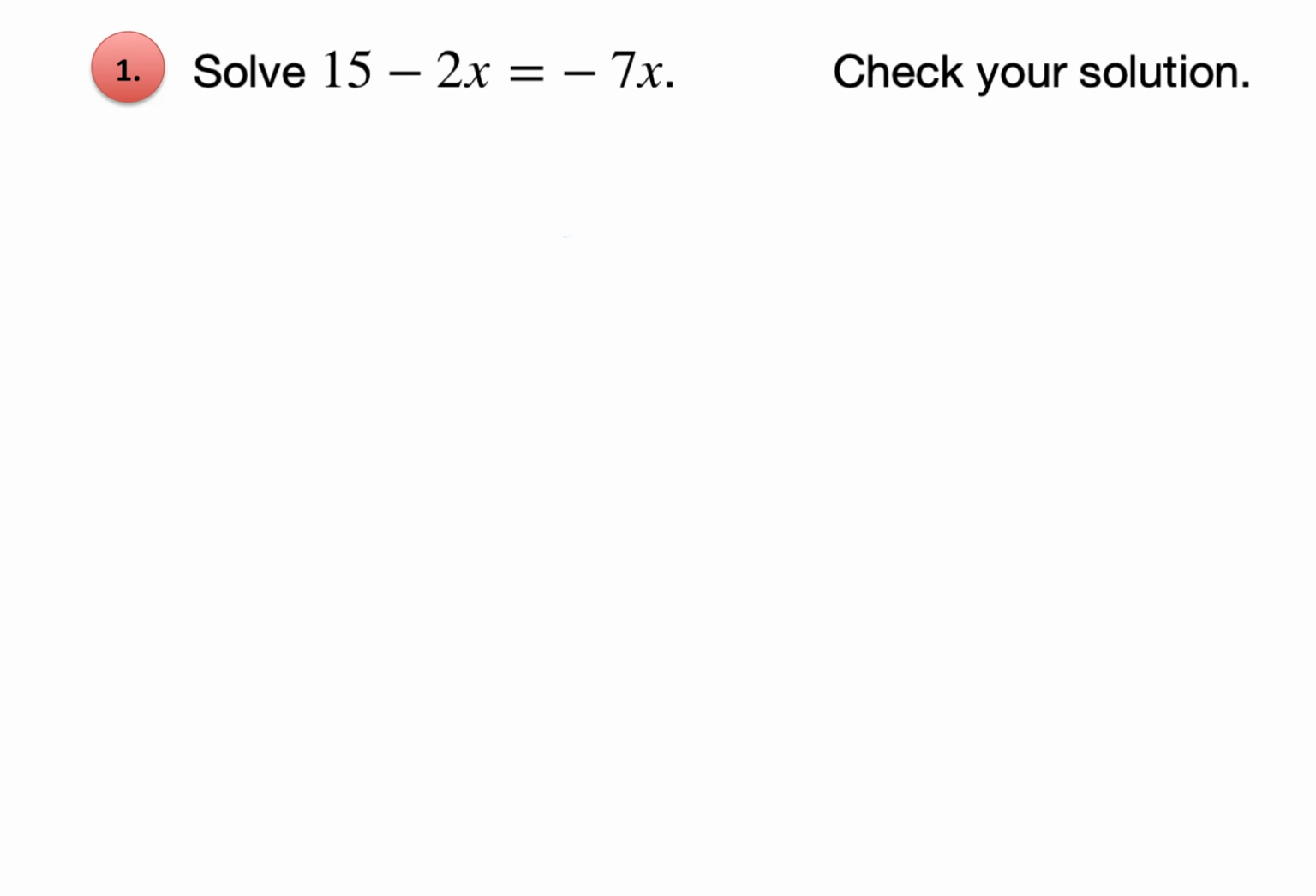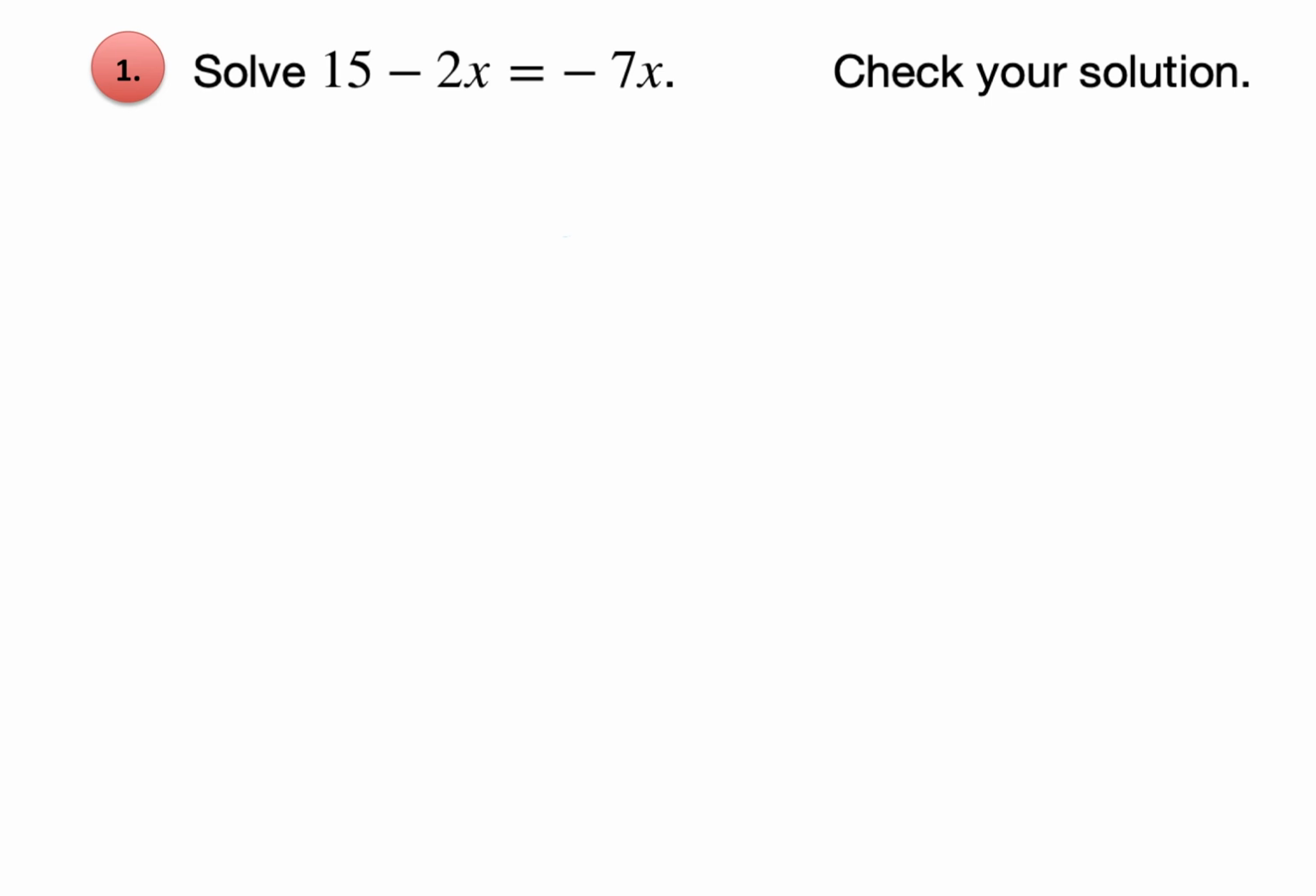Our first example is 15 take away 2x is equal to negative 7x. And then at the end, when we get our solution, we're going to double check our work to make sure that we're correct. So the strategy when we are solving an equation when the variable is on both sides is that we're trying to have the variable shown on only one side of the equation, so either on the left-hand side or on the right-hand side.